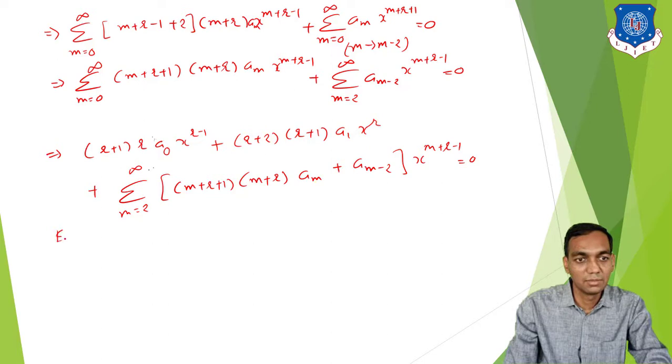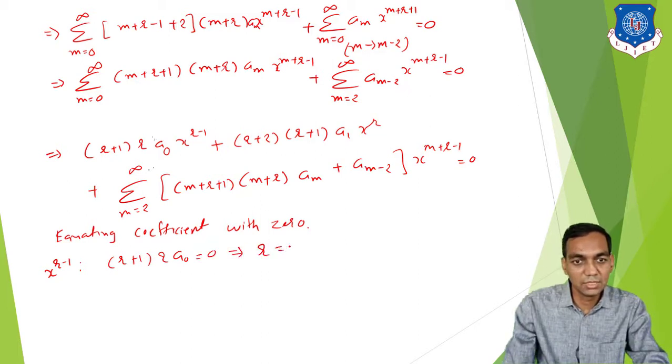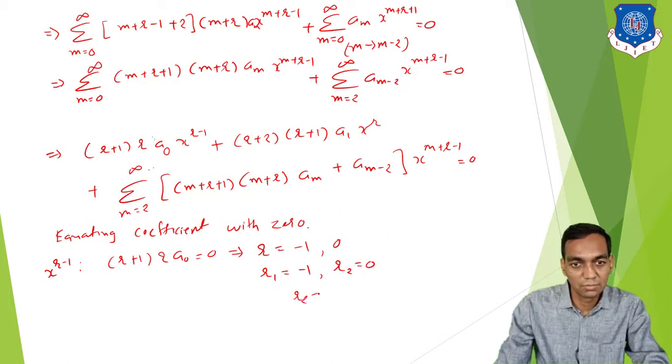Now equate coefficients with 0. That will give you the first coefficient, x^(r-1), which is nothing but (r+1) r a0, equal to 0, and that will give you r = -1 and 0. So the smaller root is r1, the larger root is r2, and if you find r2 - r1, then it will be 0 - (-1) = 1.